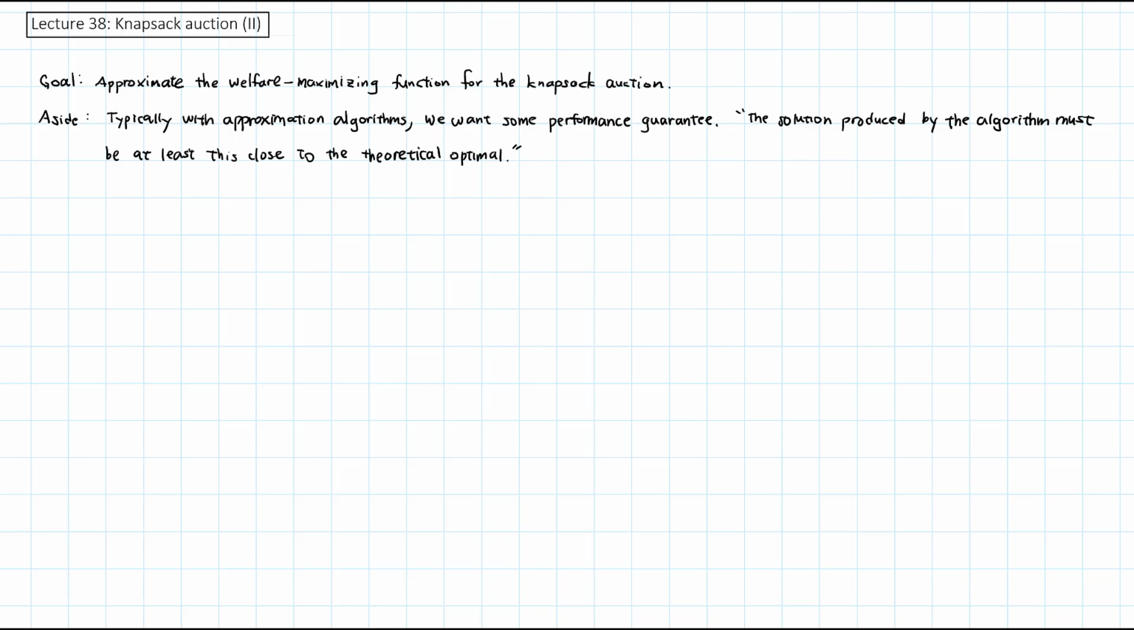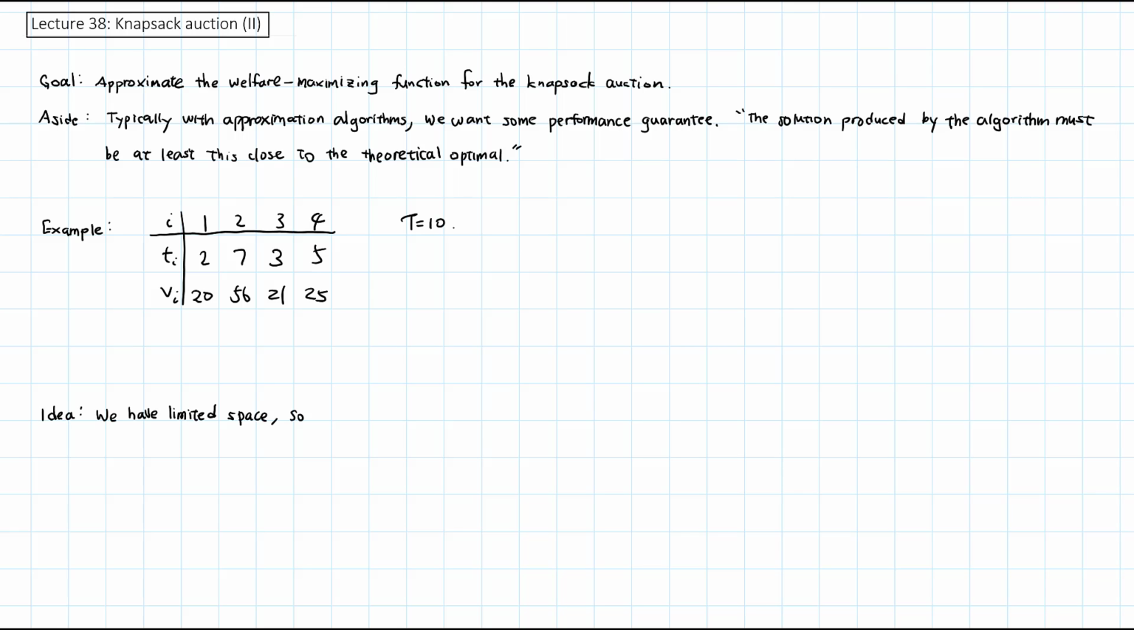Let's first look at the intuition behind solving the knapsack problem. Take a look at this example from last class, where we have 4 items with different T's and V's. The size of our knapsack is capital T, which is 10. The main idea is that we have limited space, so we want to fill in each unit of space in our knapsack with as much value as possible.